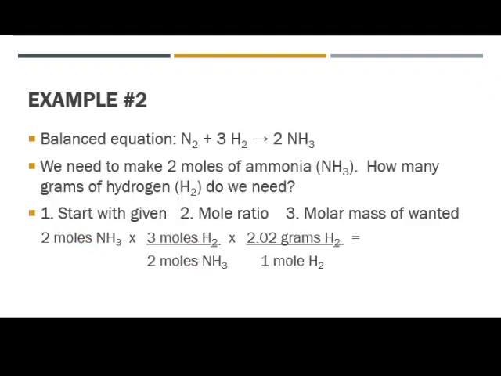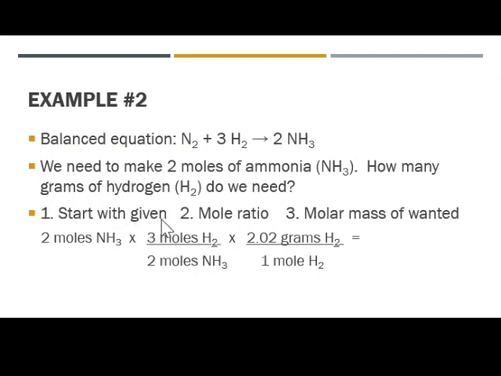Okay, let's look at example 2. So we're going to use the same balanced equation, but we're going to use it in a different way. So we have our balanced equation, 1 mole of nitrogen plus 3 moles of hydrogen yields 2 moles of ammonia. We need to make, it says here, 2 moles of ammonia. So you'll underline this. How many grams of hydrogen do we need? So now we know our products, and now we need to figure out how much hydrogen I need to make those 2 moles of ammonia.